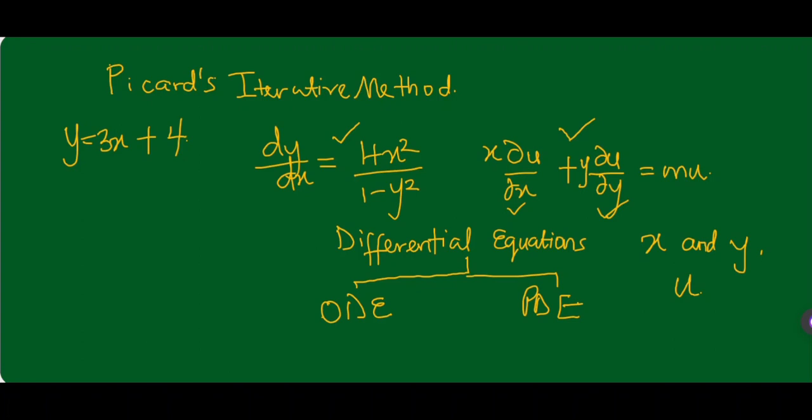In summary, an ordinary differential equation involves taking derivatives with respect to a single independent variable, just like we have here. Meanwhile, a partial differential equation involves taking partial derivatives with respect to more than one independent variable, just as I've shown you here, dx and dy. So, next thing we are going to be talking about is the order and degree of a differential equation.